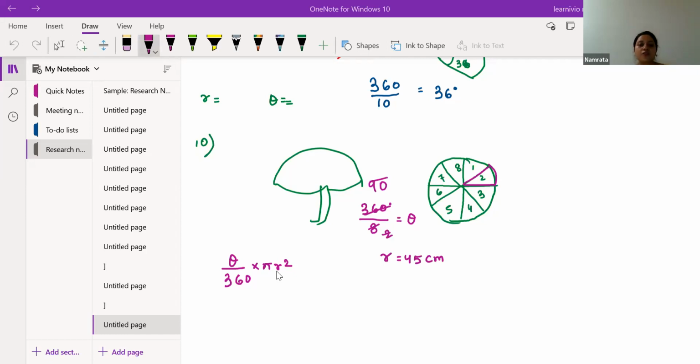So here theta is 45 degree. You can take 45 by 360 times pi, R is 45, times 45. The other way I'm telling you is to take the formula for area, that is pi r square.